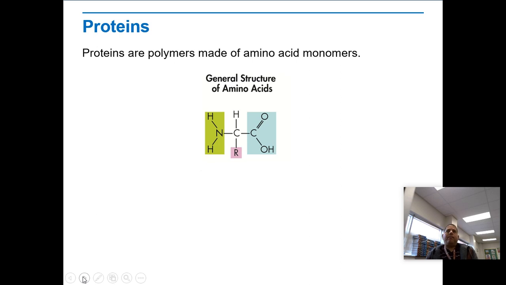The next carbon macromolecule is called proteins. Proteins are polymers made of smaller units called amino acids. Here we have an amino acid monomer.